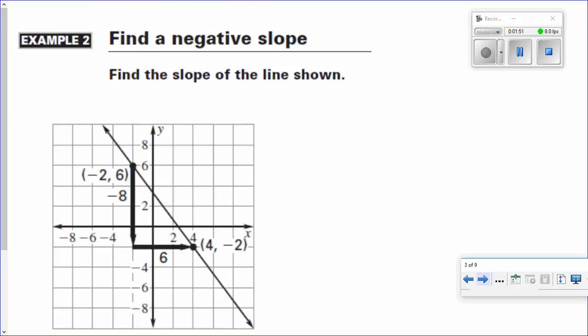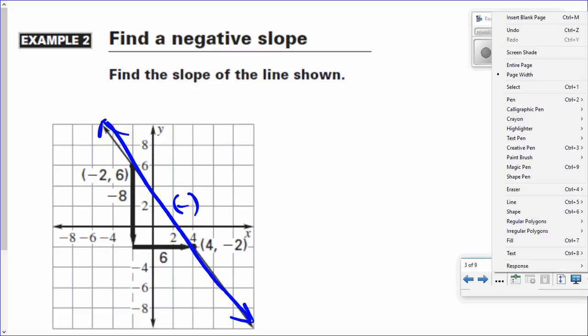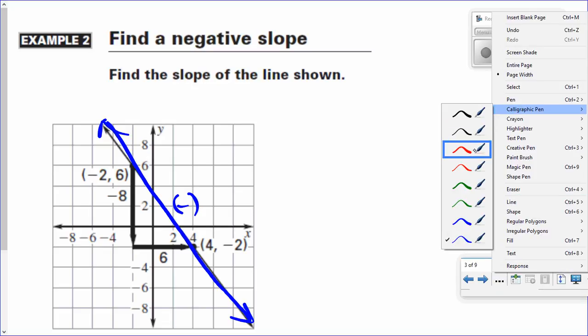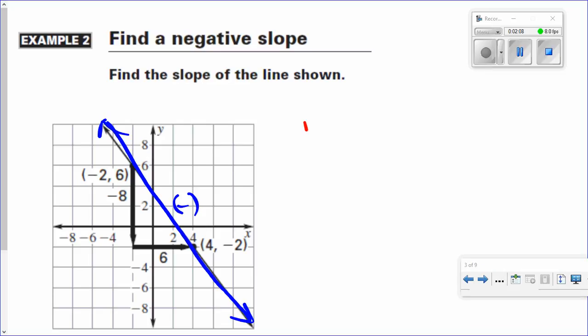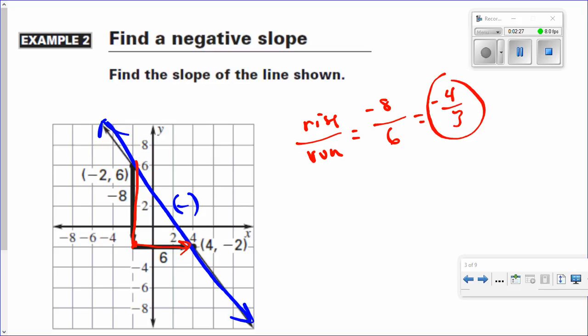On the next one, we have the same thing, only you'll notice that the line is going downhill, like so. It's going downhill, we know it's going to be negative. So the rise over run that we end up with should have a negative value. Here, rise over run is going to equal, I'm going down 8, so that's a negative 8, and I go over in a positive direction, 6. When I simplify, I divide by 2, and I end up with negative 4 over 3. That is my slope, and it's a negative slope.